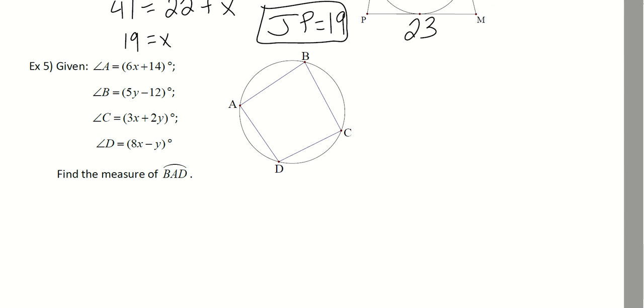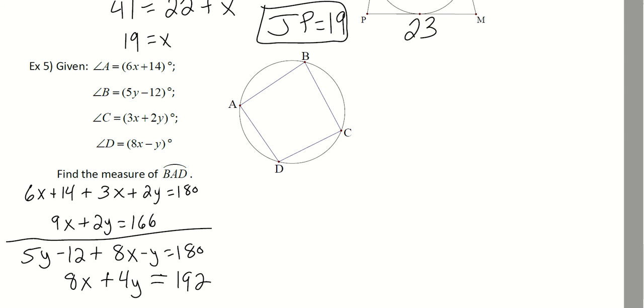We have the measure of angle A, angle B, angle C, and angle D. We're asked to find the measure of arc BAD. Pause the video now, try this one on your own. All right, so if you'll recall that when we have a quadrilateral that is inscribed in a circle, the opposite angles are going to be supplementary. So A and C are supplementary, B and D are supplementary, and you see all that work over here on the left side for that relationship.